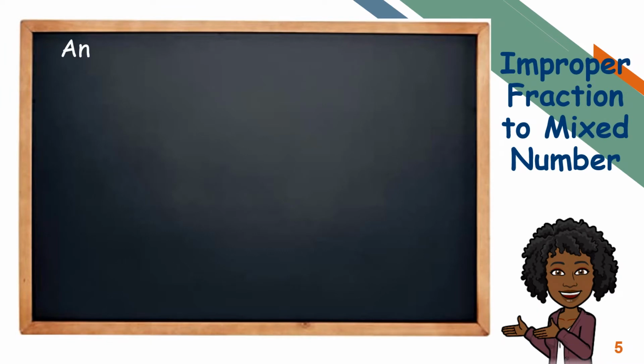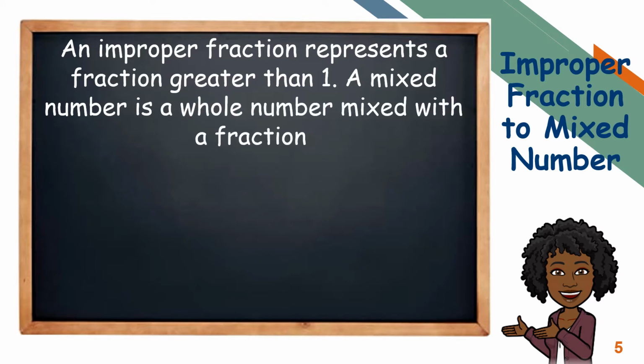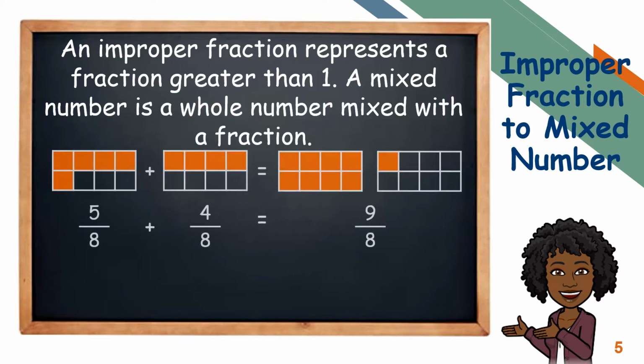An improper fraction represents a fraction greater than 1. A mixed number is a whole number mixed with a fraction. In the problem 5/8 plus 4/8, the answer is 9/8, which is an improper fraction or a fraction greater than 1, as we can see in the model.